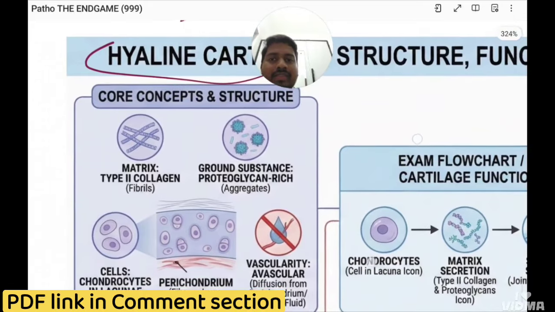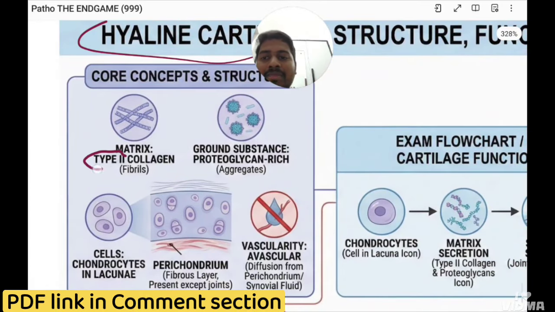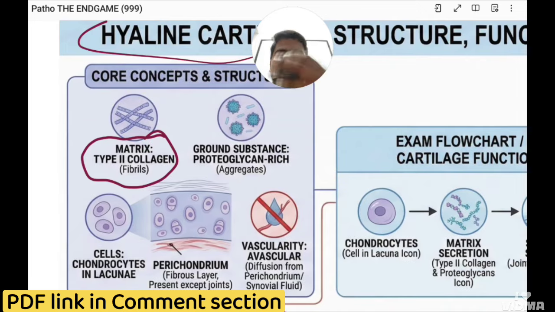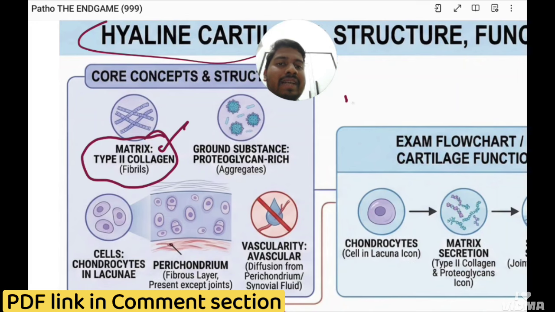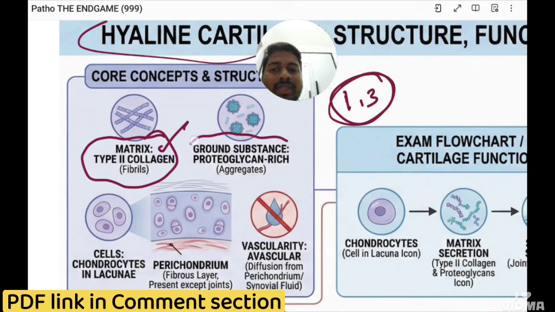So inside, when you see under microscopy, you will find type 2 collagen. This matrix, that is the backbone, the glassy part, is made out of type 2 collagen. I think we haven't come across type 2 collagen before this. We had come across type 1 and type 3 collagen in the keloid and fibrosis chapter. And next, ground substance is made up of proteoglycans, so proteoglycan aggregates and type 2 collagen.